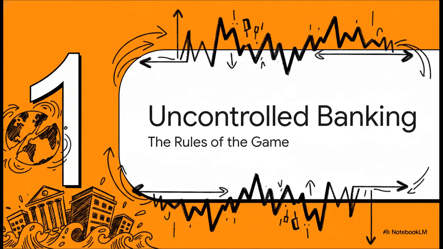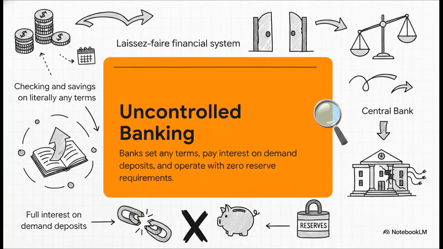Section 1. Uncontrolled banking, the rules of the game. To really grasp how a world without monetary policy functions, we have to look at the environment Black sets up. The foundational concept here is uncontrolled banking. Basically, it's a completely laissez-faire financial system. Banks are free to offer checking and savings accounts on literally any terms they see fit, and they can pay full interest on demand deposits. But here is the absolute kicker: zero reserve requirements. And without reserve requirements, the central bank's primary lever for manipulating the banking system, it literally just vanishes.